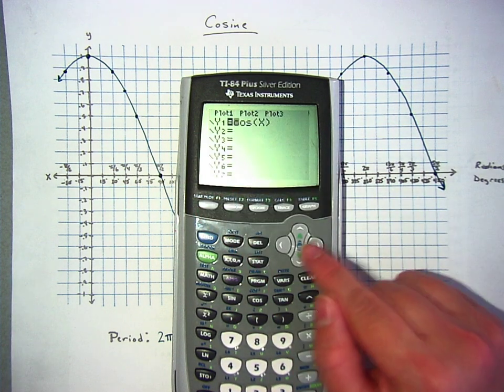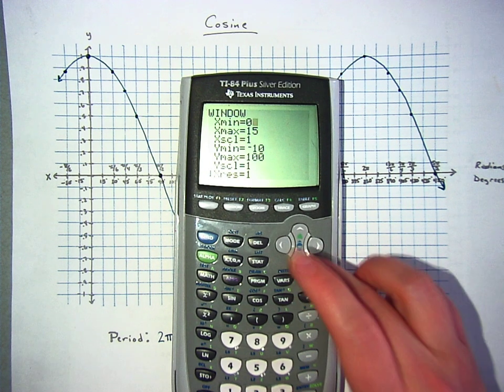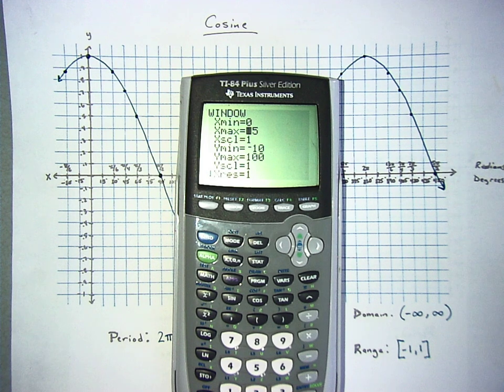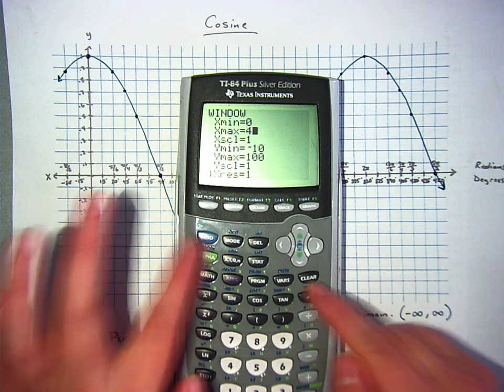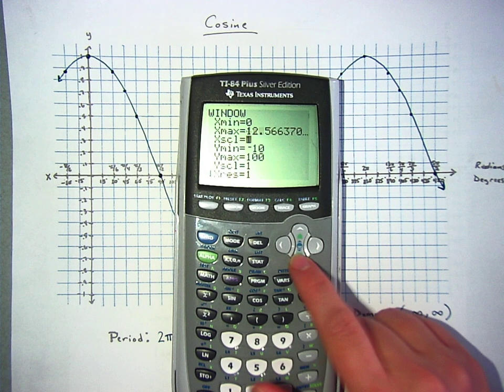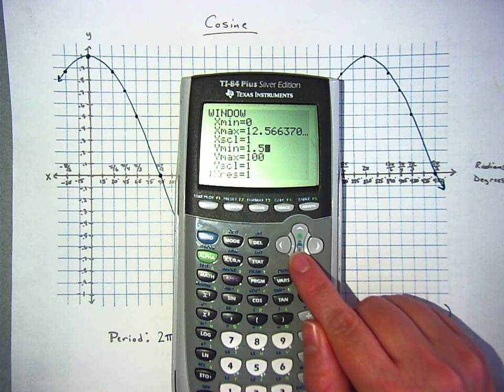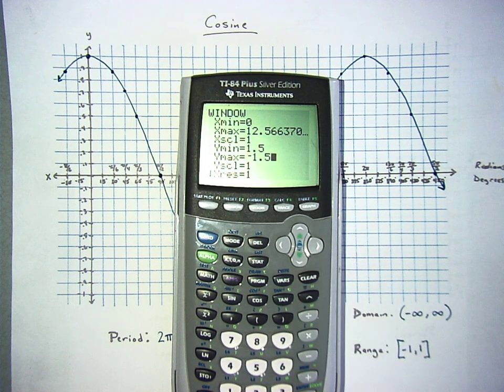Okay, so if you go to y equals cosine of x and then go to window, let's start at 0. And let's go to, let's see, 2 periods. How do I see 2 periods? 1 period is 2 pi. How much would 2 periods be? 4 pi. So type in 4 pi. How high is my graph going to go? 1. Let's make it 1.5, go a little bit above it, and negative 1.5 for a little bit below it.